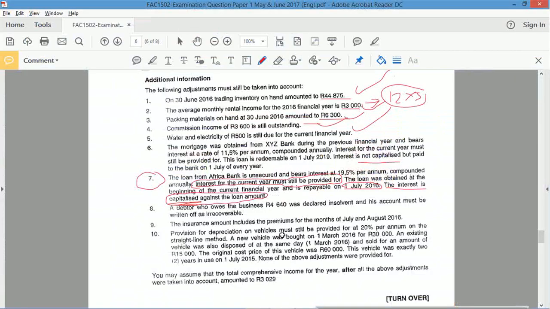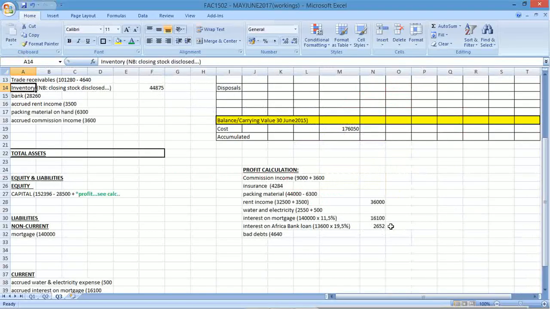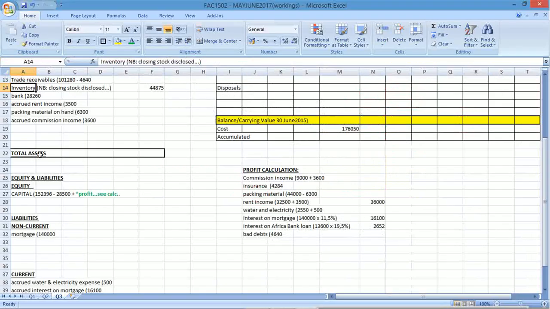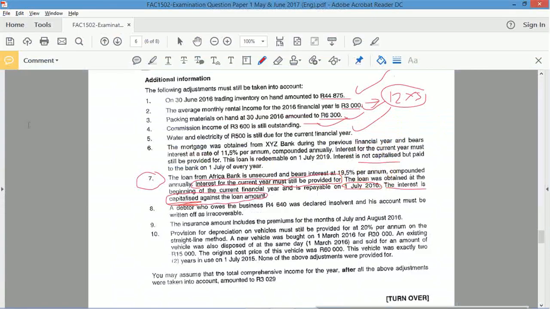Okay, next bit. The insurance amount includes the premiums for the months of July and August. Is July and August part of this year? Yes. No. It's 2016. 2016 is next year, because this year ends when? End of June. Okay, so this is prepaid expenses. Prepaid expenses, open brackets. How many months have you prepaid? 2 months, July and August.